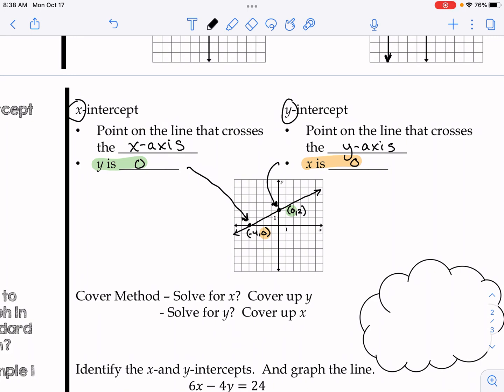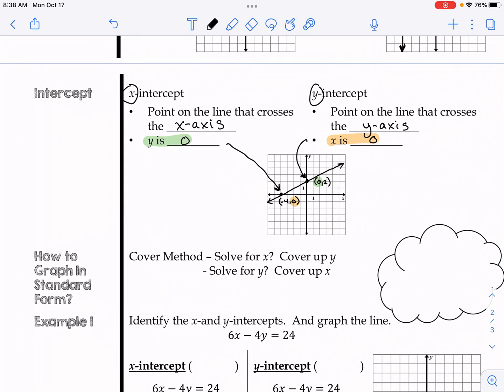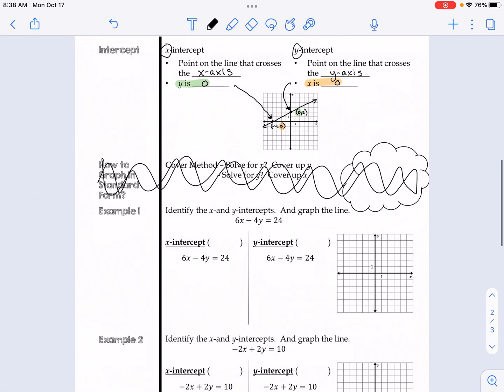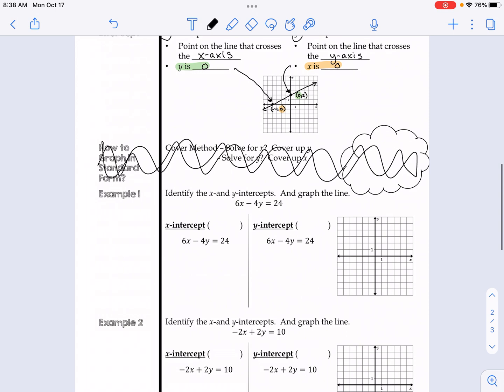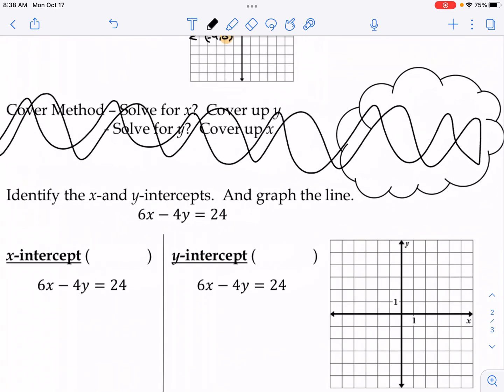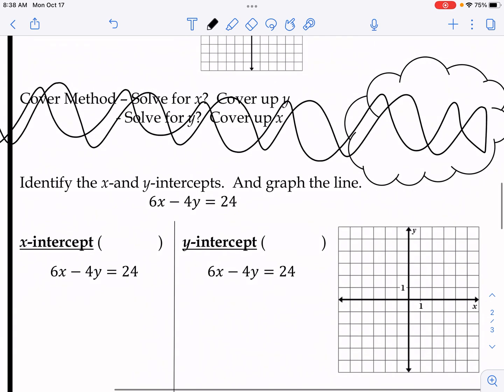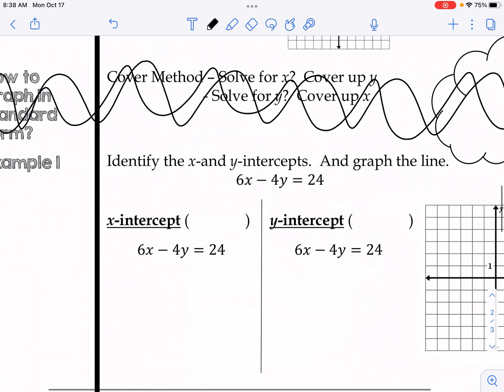Okay. The part I'd like for us to cross off, we're going to cross off this part. We're not going to use this. We're going to get to our 2 examples here of how to graph using x and y intercepts. So example 1, identify the x and y intercepts, and then we're going to graph a line. You just need 2 points to graph a line here. We have the equation 6x minus 4y equal to 24. So what we're going to do here is I've rewritten both of these.